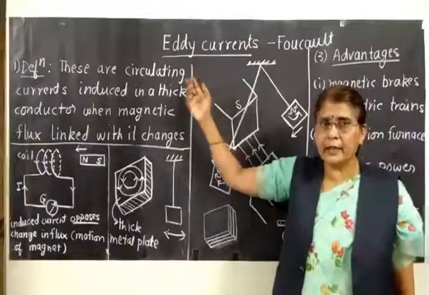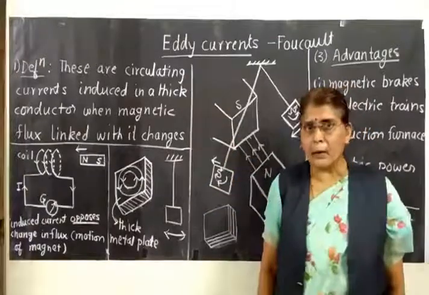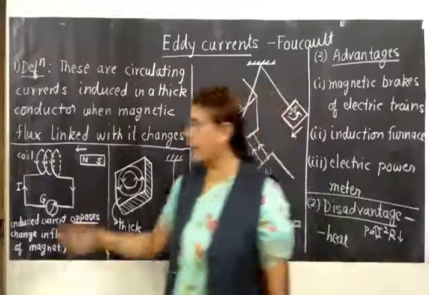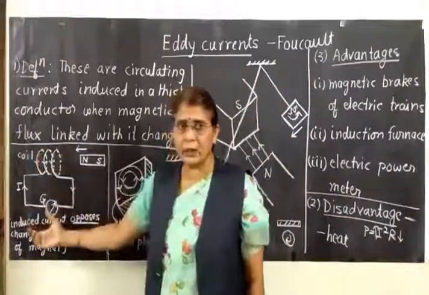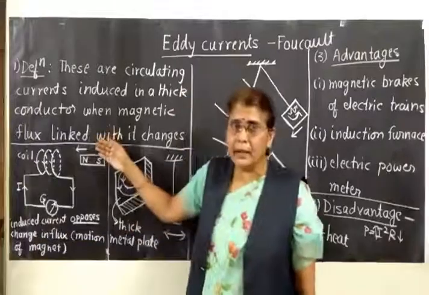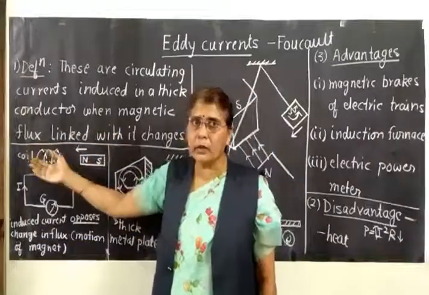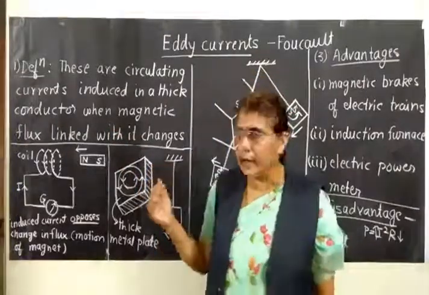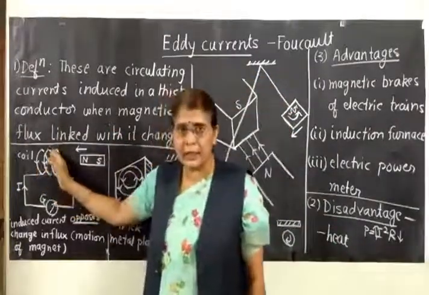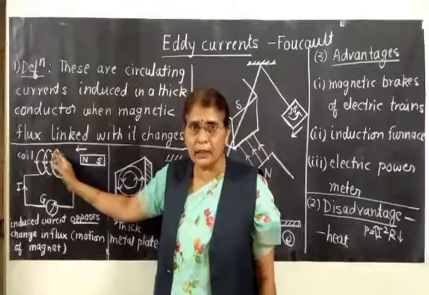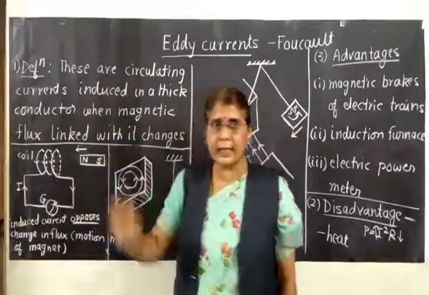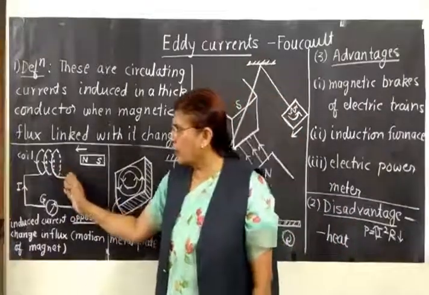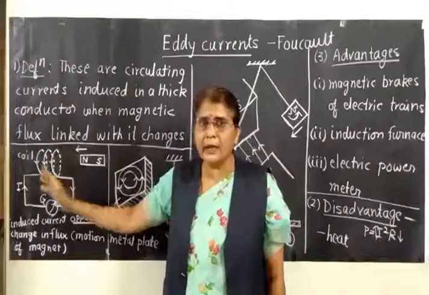So before going to eddy currents, let us recall the coil and magnet experiment of Faraday. The experiment which we had discussed was like this. A coil was connected to a galvanometer. A magnet was either moved towards the coil or it was moved away from the coil. So whenever you move a magnet towards or away from the coil, the magnetic flux linked with the coil changes and EMF is induced in it. A current begins to flow in the circuit. That we call an induced current. Now, this induced current flows from one terminal to another. This is a normal induced current.